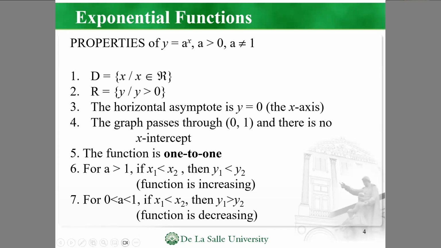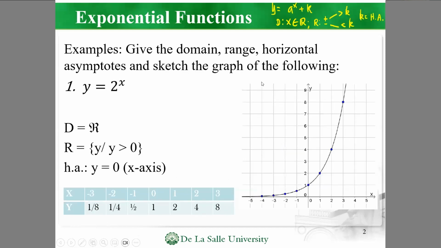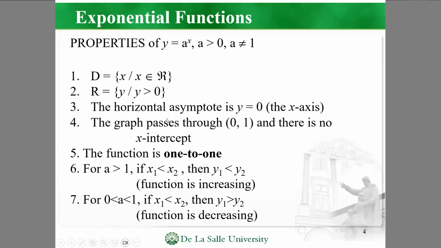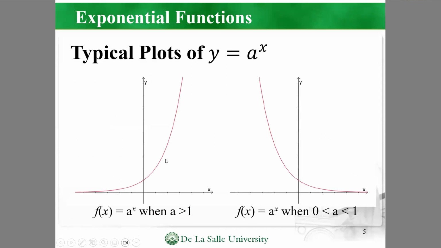That's why property number 4 is written here. The graph passes through (0, 1), and there is no x-intercept. Why? Because that is your asymptote. The function is always one-to-one. When a is greater than 1, it is increasing, just like this. When a is greater than 1, it increases. But when a is less than 1, the base is less than 1, it starts from high and then it decreases. So those are the properties I want you to ensure that you know.